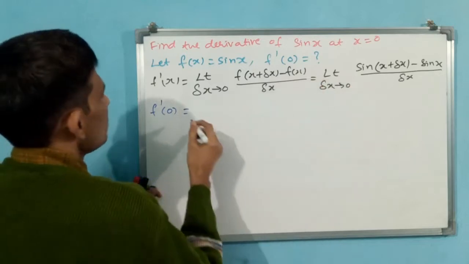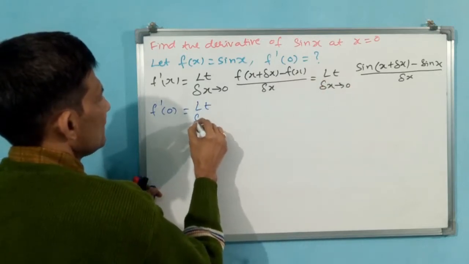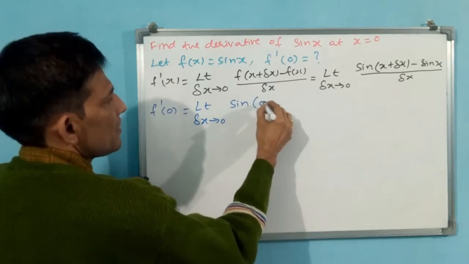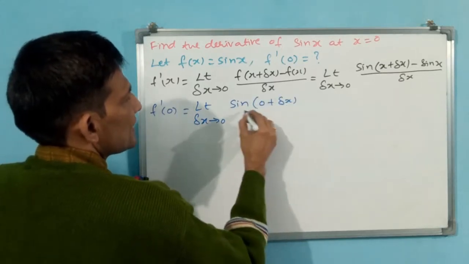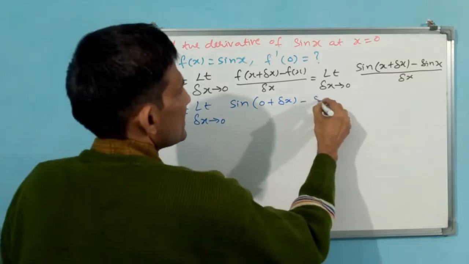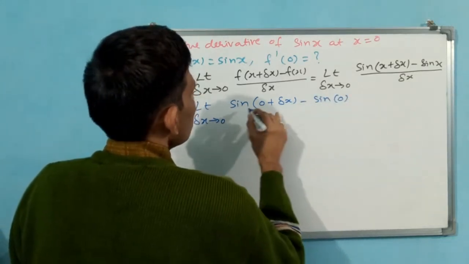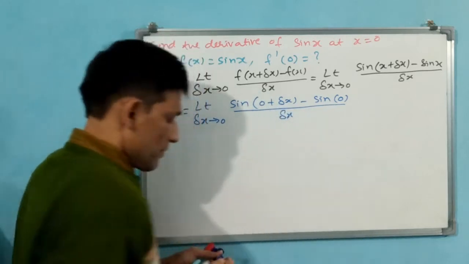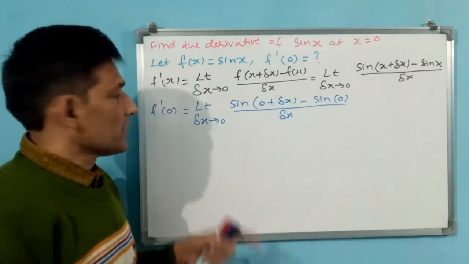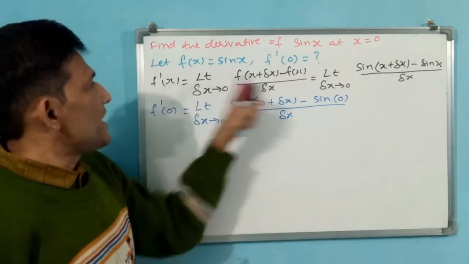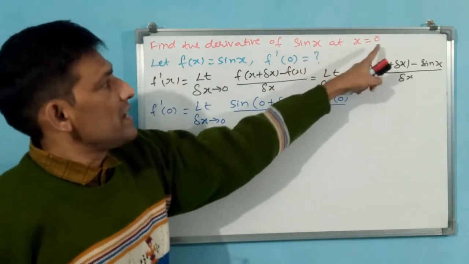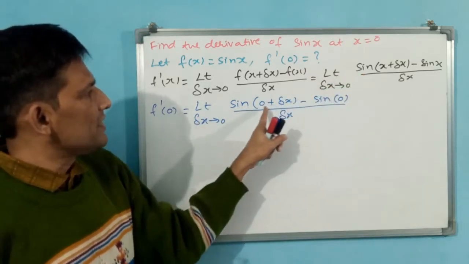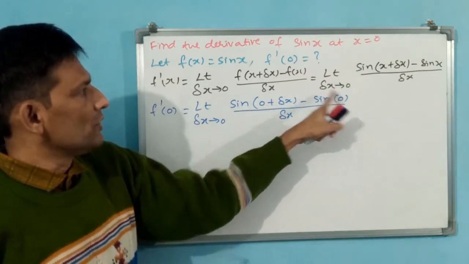See, f dash x is equal to this one. F dash 0 is equal to what? Sin of 0 plus delta x, minus sin 0, divided by delta x. Is it correct? First you see. This is f dash x, but we want f dash 0. F dash 0 is equal to the limit as delta x tends to 0. Wherever x is there, you substitute 0.